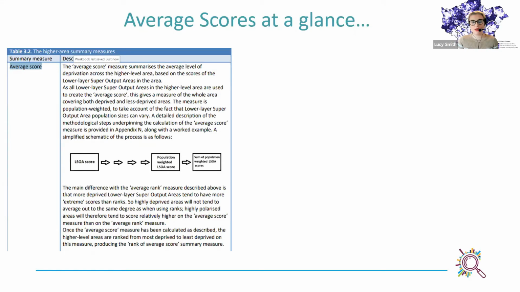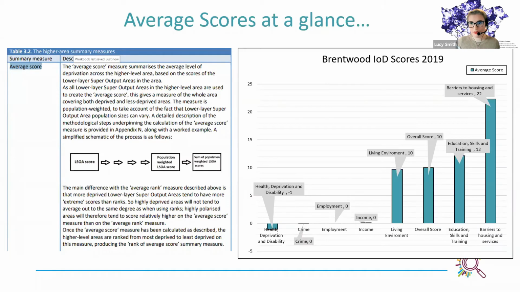So the score is different to the index. The index is a comparison. So say you would have Brentwood compared to Newham, for example. Brentwood might be, I don't know, 200th or something, and Newham might be 5th. So you can see that Newham, in comparison to Brentwood, is performing worse. Whereas if you looked at the overall scores for Brentwood, you'd see that the higher it is, the worse it's performing.